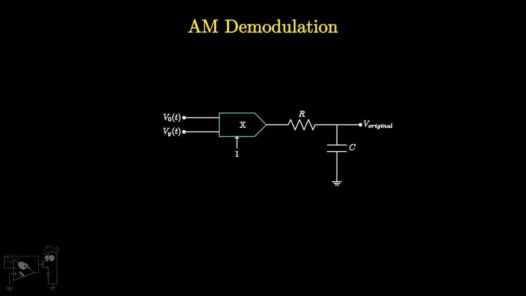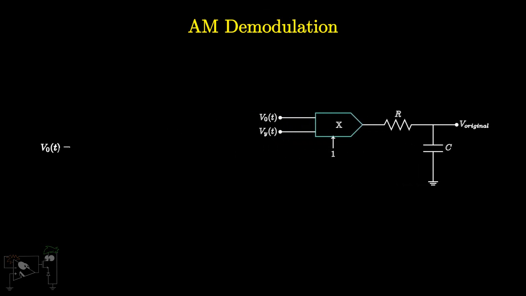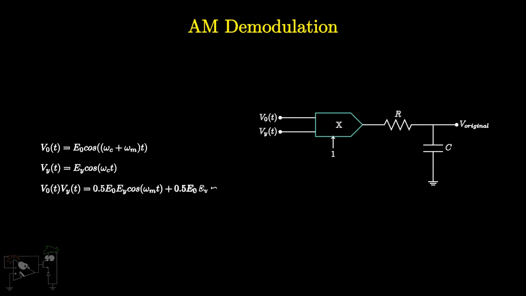Let's take the upper sideband signal V0 of t. Suppose Vy is the local oscillator signal giving the carrier frequency. Multiplying these two, we get, this signal essentially has two different frequencies in it. First is a lower frequency omega m and the other is a higher frequency 2 omega c. We want the omega m component. We can get this by using a low-pass filter. Thus we get back our original message signal.